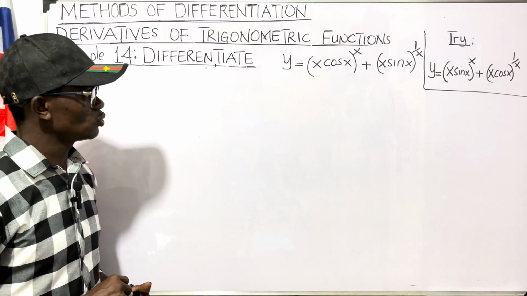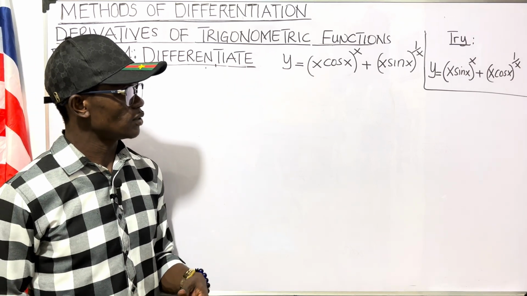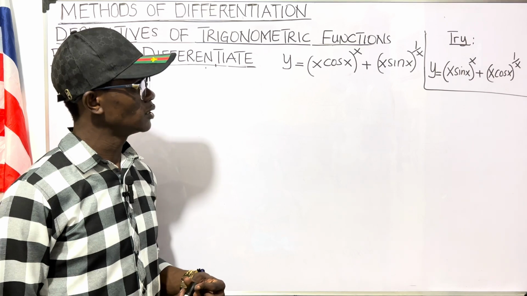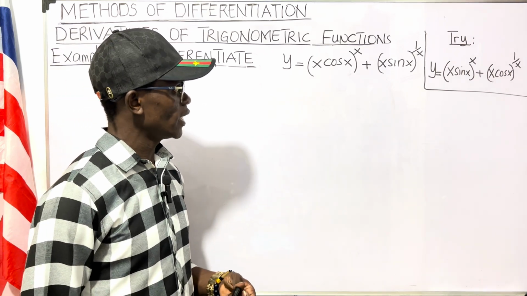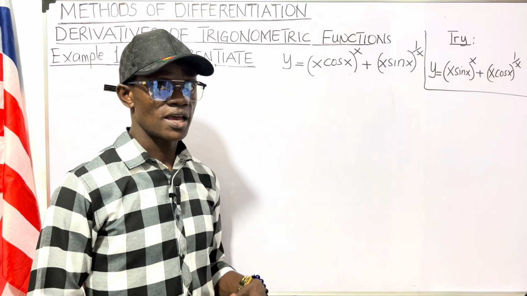In this problem, we want to find the derivative of y equals x cos x raised to the power x, plus x sine x raised to the power 1 over x.